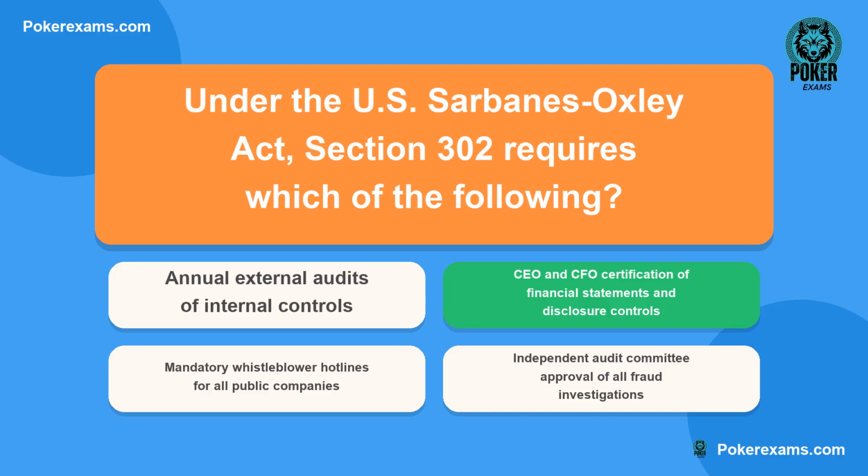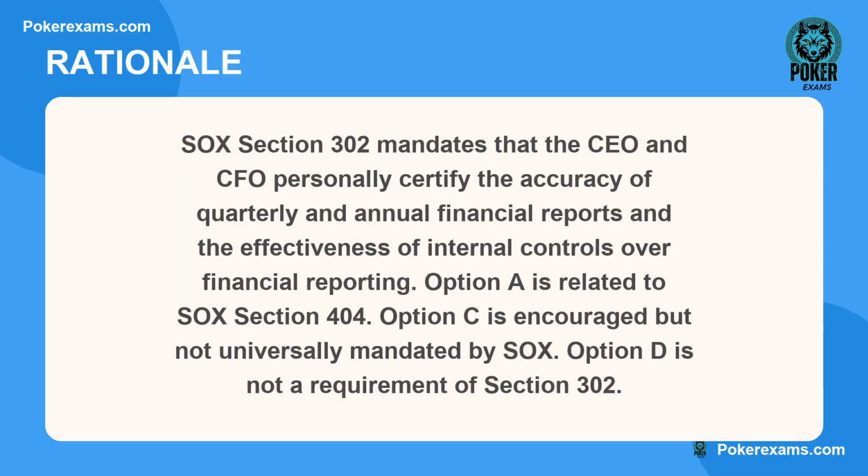The correct answer is B. Here is why. SOX Section 302 mandates that the CEO and CFO personally certify the accuracy of quarterly and annual financial reports and the effectiveness of internal controls over financial reporting.